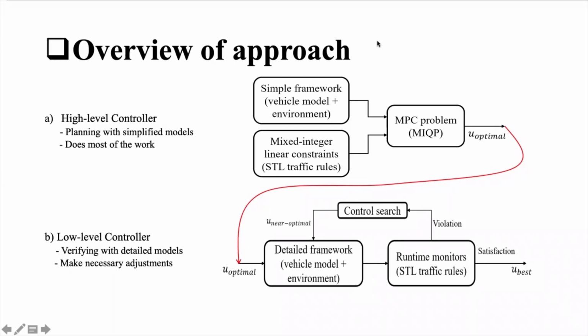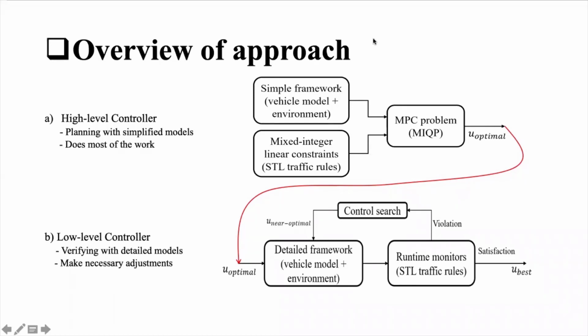In other words, the high-level controller plans with simplified models and does most of the work by finding the optimal control inputs that minimize the objective function, while the low-level controller tries to verify the behavior of ego under the optimal control input with respect to detailed models and makes necessary adjustments to that optimal control input to find the best control input that is safe and satisfies the traffic constraints.